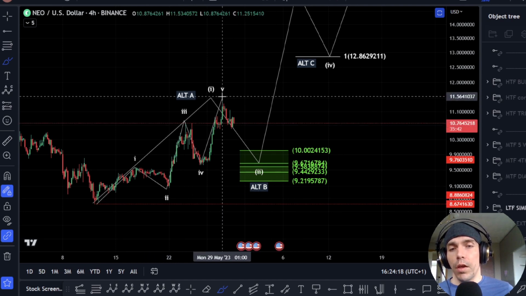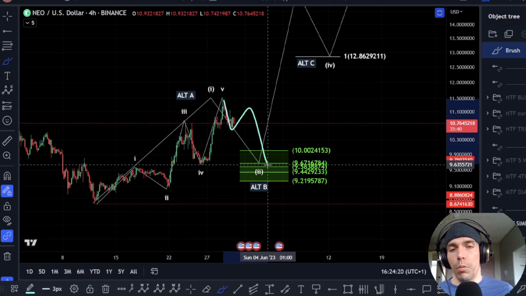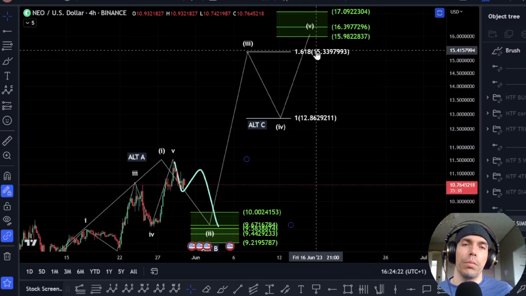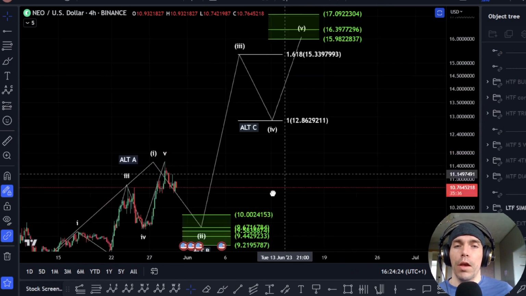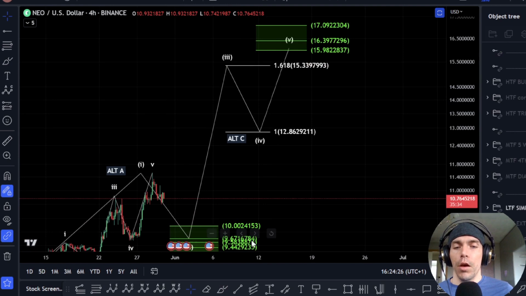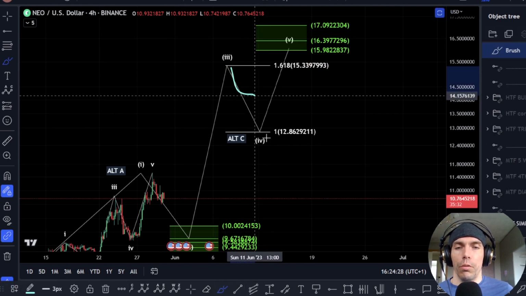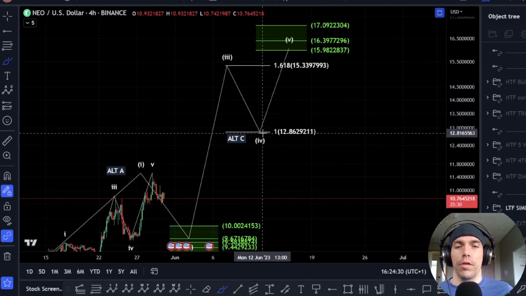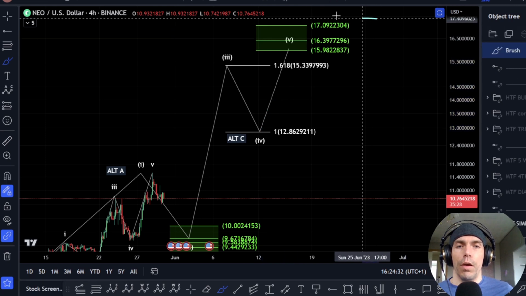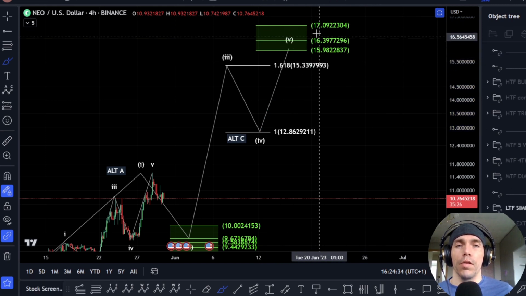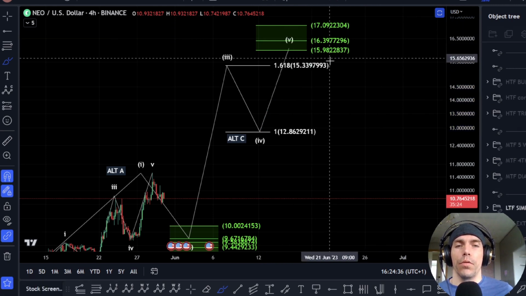Now, if this is looking to do this, we need to be aware that if we do move up towards this 1533, we could have a bigger 5-wave structure here, which would mean that we would be looking for an additional 4th wave down towards this 1286 area, and then an additional 5th wave, which could look to push us as high as this 1709 to this 1598.